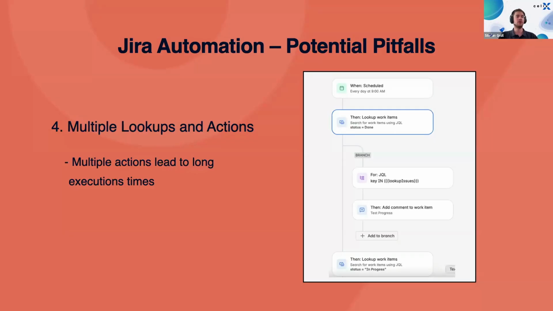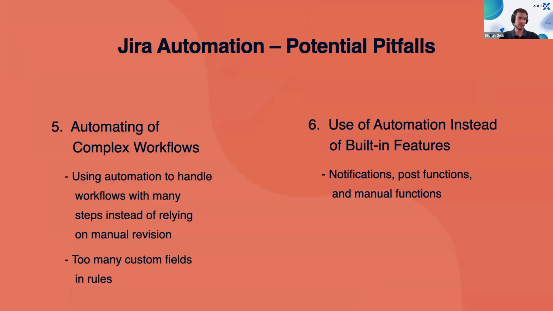Lookup actions. In some cases, you want to look up specific issues, for example all issues which are done, and then add a comment to them. Be careful with that, because first of all, the lookups have a limit of 100 issues, I think. And second of all, it leads to long running times in automations, and long running times lead to limit errors, and that leads to failing automations.